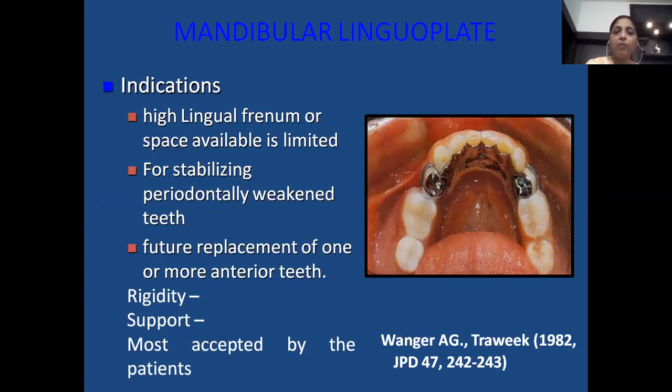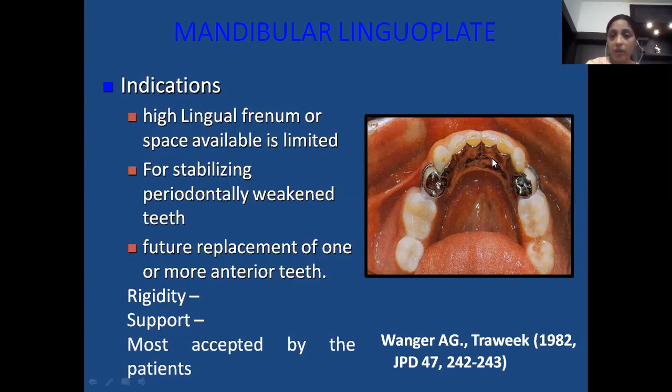Now, the mandibular linguoplate is a plate which consists of a bar. Basically, it is a lingual bar only, but it extends up to the cingulum of the anterior teeth. So it does not need that 8 millimeter of space. If space is less, then we can give a mandibular lingual plate instead of a lingual bar. It is indicated in a high lingual frenum or where the available space is limited. It is also indicated for stabilizing periodontally weakened teeth, which are splinted through this lingual plate.